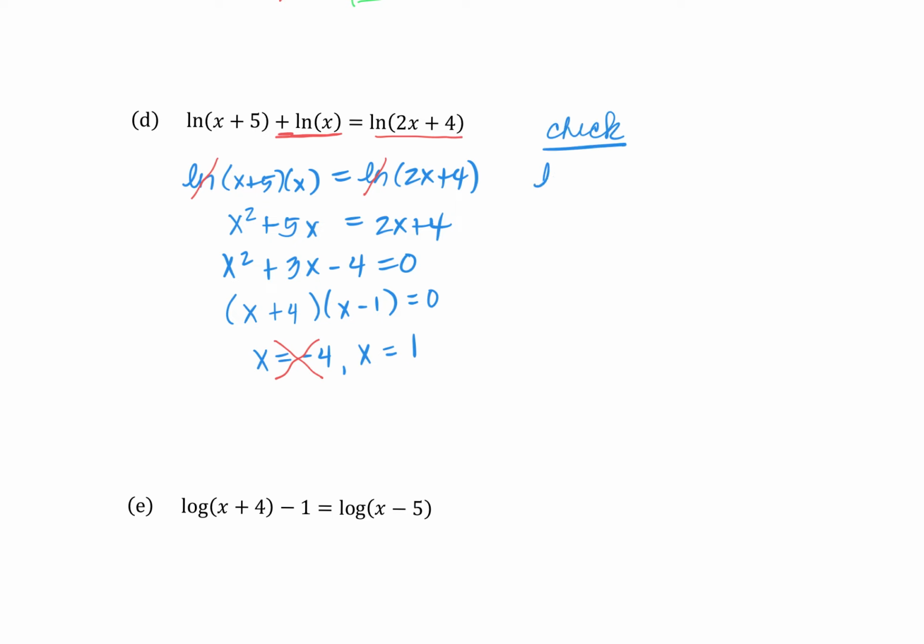So let's try the positive one. That becomes natural log of, if we put in 1 for x, it's 6, plus natural log of 1 equal to natural log of 6. Now remember, natural log of 1, in fact, log of 1 for any base is 0. So this checks out. We get natural log of 6 equal to natural log of 6. And x equals 1 is the solution.